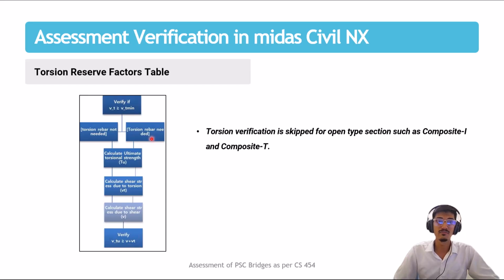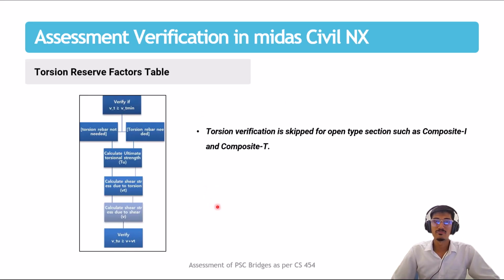Similarly, for torsion, it will verify if VT is greater than VT min. And again, it will check whether the torsion rebar is needed or not. If it is, for both the cases, it will check the ultimate torsional strength TU, and then it will check the shear stress due to torsion. Later, it will also calculate the shear stress due to shear, and then it will compare whether VTU is greater than V plus VT. So it should satisfy this check.